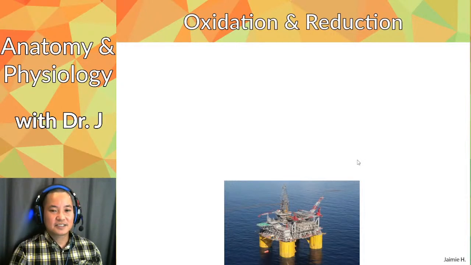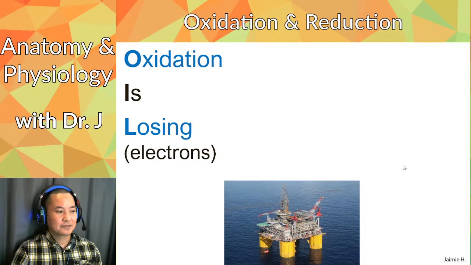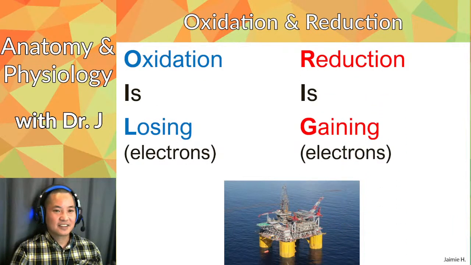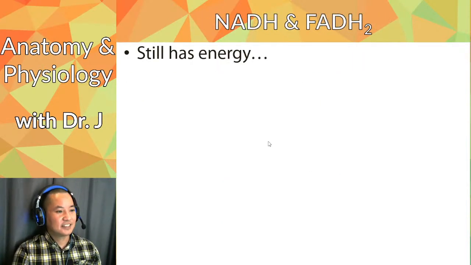So oxidation and reduction, I actually learned this from a previous student. I like this one. OIL RIG is a great mnemonic. Oxidation is losing, reduction is gaining. And what are you losing and gaining? You're losing electrons, you're gaining electrons, respectively. Now NADH and FADH2, this is not ATP yet.